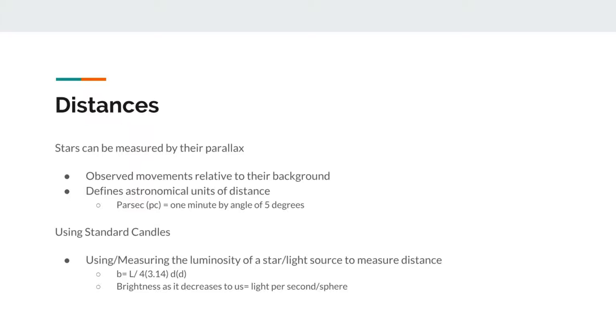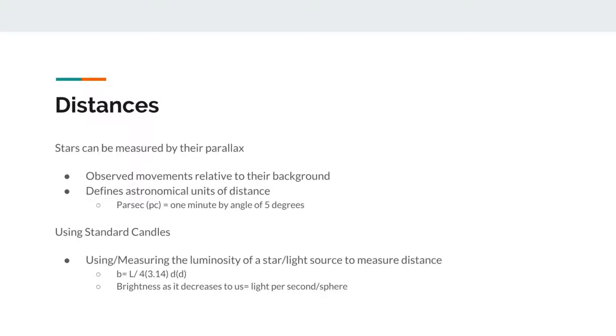Distances are also considered, we use stars mainly to measure distance, so supernovas, for example, which are extremely bright. But they're measured by their parallax, which is the observed movements relative to their background. So what we're seeing distant in the background compared to what we're seeing from them. And this would also define the astronomical unit of distance, which is a parsec.